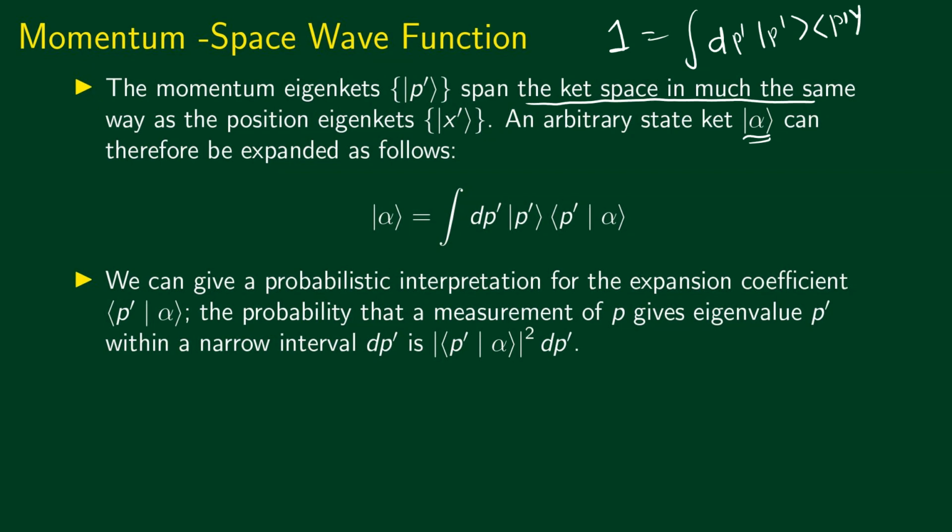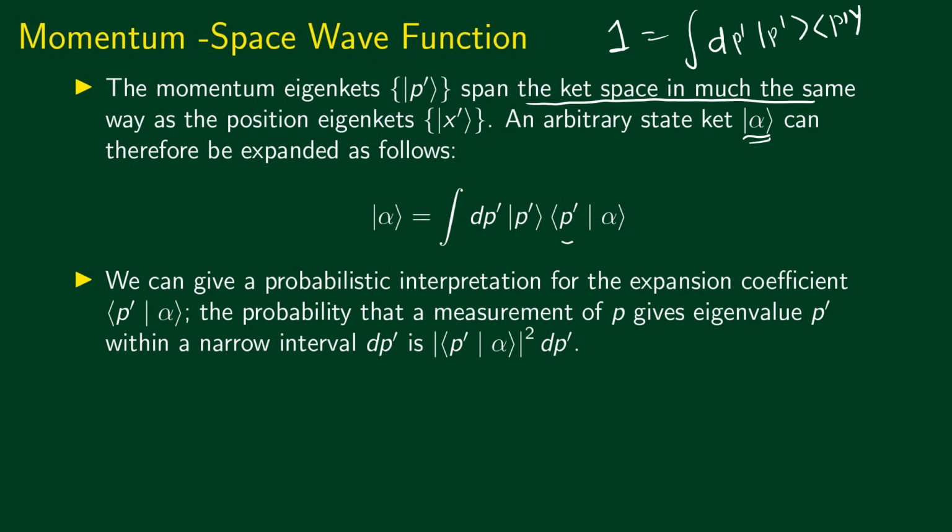So we can just write ket alpha is 1 multiplied by ket alpha, or the identity operator multiplied by ket alpha, which is written like this. Now it can be interpreted as follows. These are the expansion coefficients corresponding to the direction ket p prime. These are the base vectors, and corresponding to each base ket, or each base vector, you have an expansion coefficient.